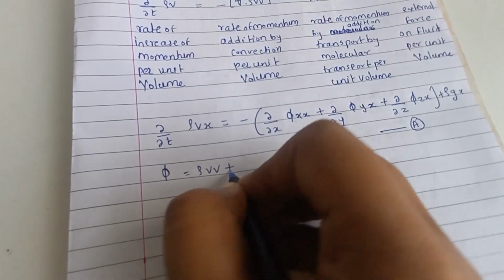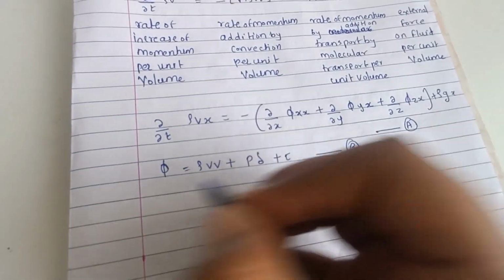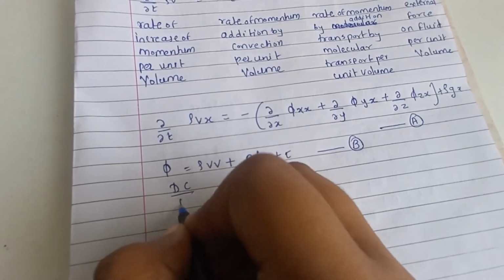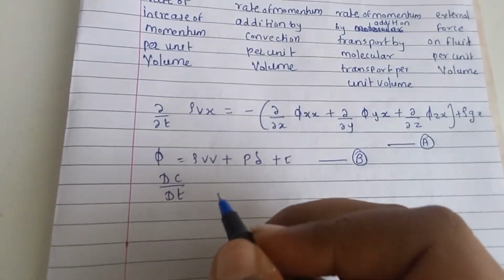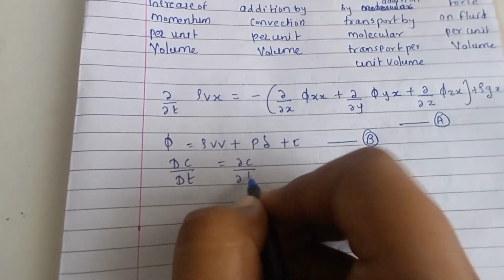That is the x equation of motion, where φ is equal to ρVV plus Pδ plus τ. As I mentioned earlier, ρVV is the convective momentum flux and Pδ plus τ is the molecular momentum flux.